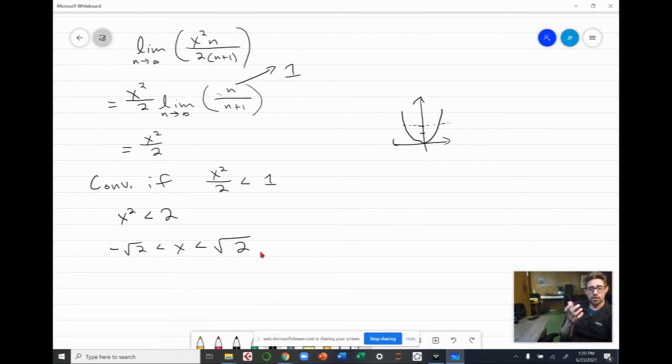Okay, so we're not even done. So that's what we call the interval of convergence, but we don't know what happens at the endpoints. And this is the part that seems really finicky, but we put it in anyways because endpoints are important.